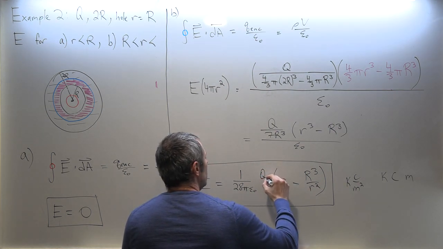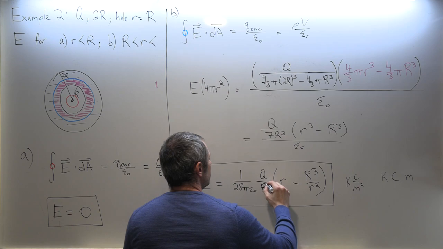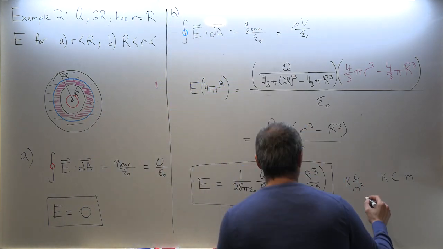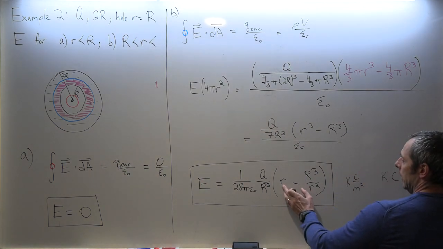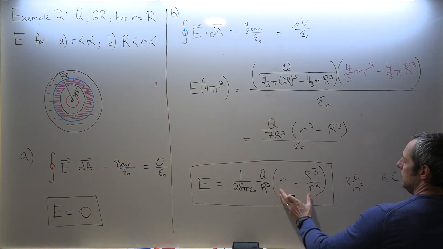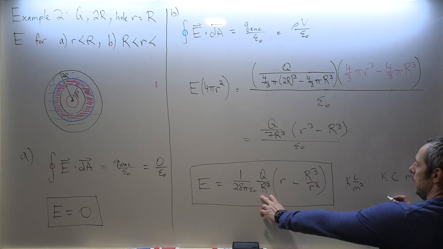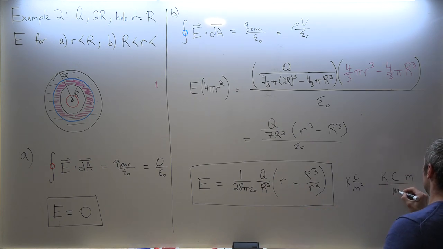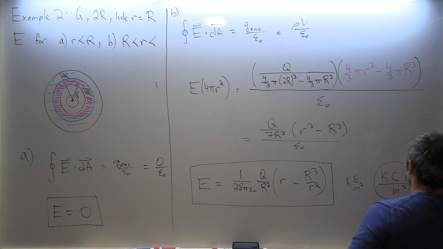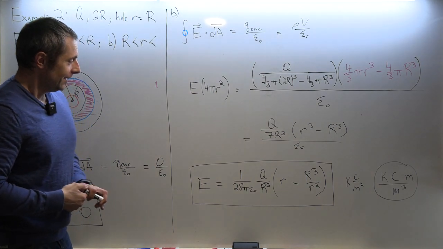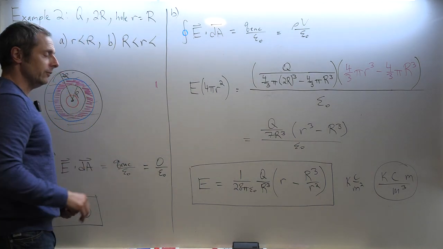So we got q over r cubed. Okay, so there's my coulombs. Then all in the parentheses here, I got meters minus some other number of meters, so this is all just meters. And then down here, I got my meters cubed. So we see the unit check works out. Okay? So there's the formula for the electric field.